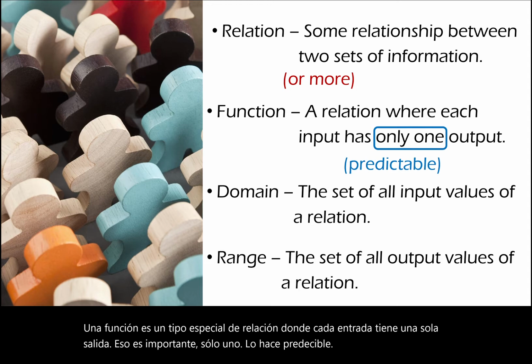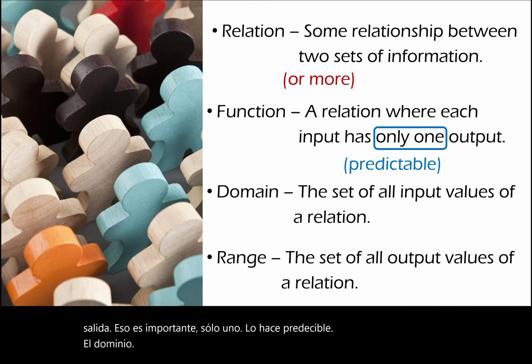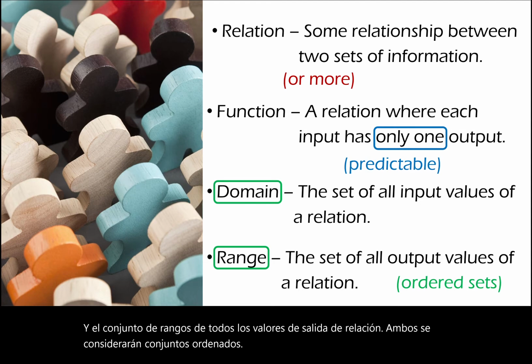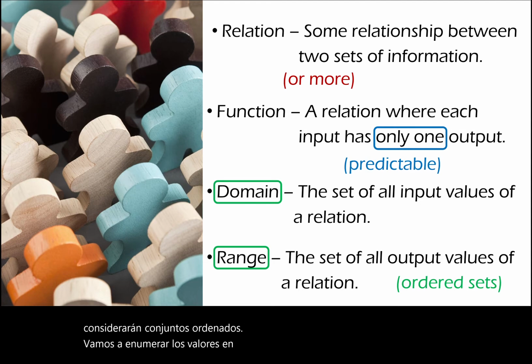The domain is a set of all input values of a relation, and the range is a set of all output values of a relation. Both of these are going to be considered ordered sets. We're going to list the values in order from least to greatest.